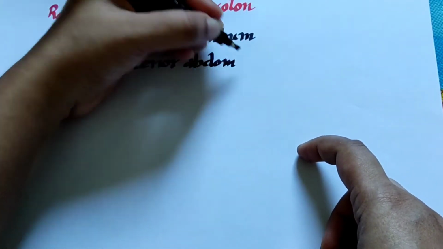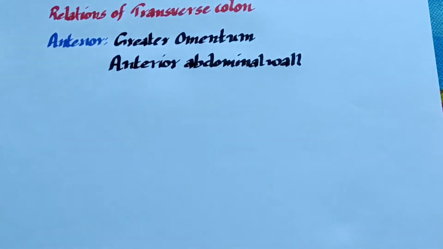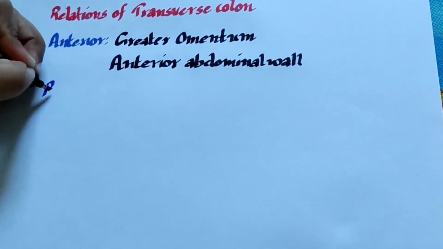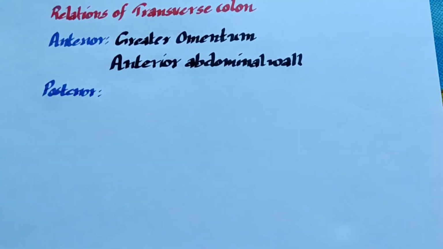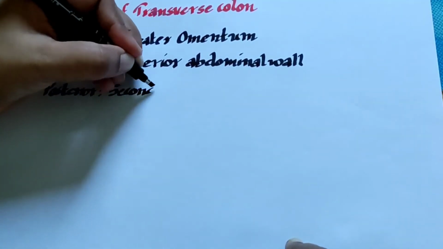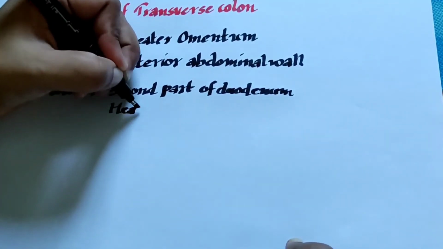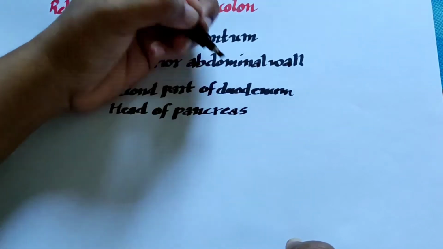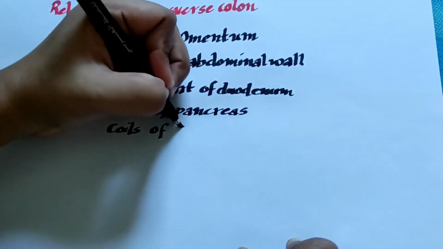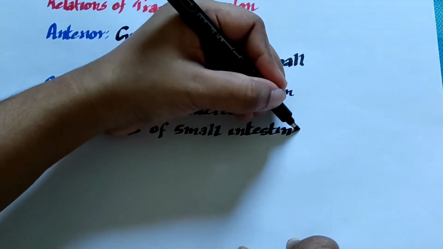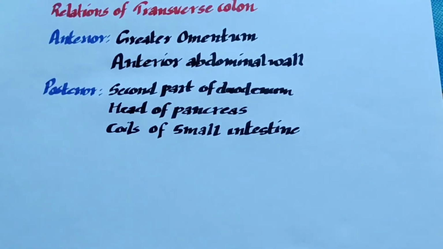Posteriorly it is related to the second part of the duodenum, the head of pancreas, and coils of small intestine.